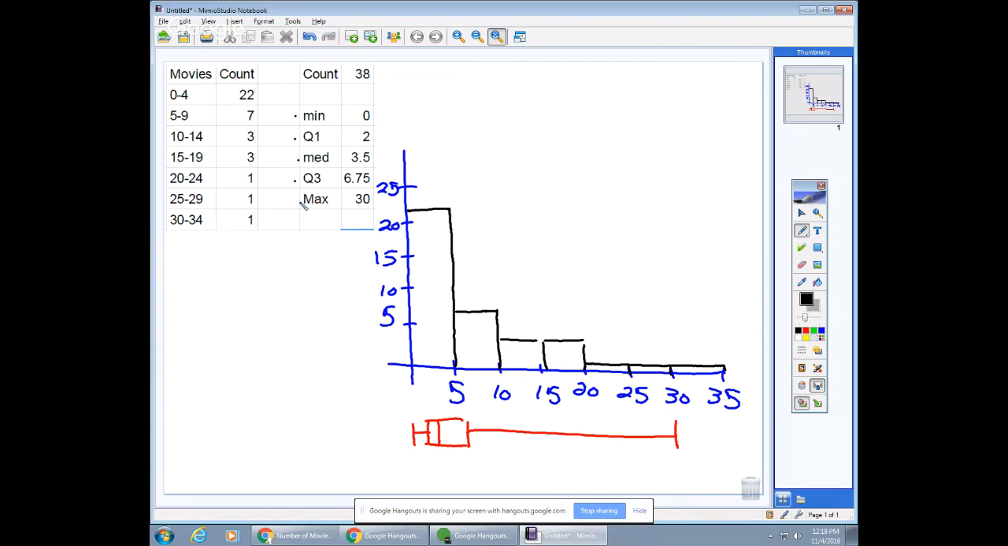The median is 3.5, right? So that means half of the people watch 3 or 4 movies or less. And so that means 25% of the people watched between 3 and 7 movies, because each quartile marks a quarter. So a quarter of the data has to live in that region right there. Similarly, a quarter of the data has to live in that region right there.